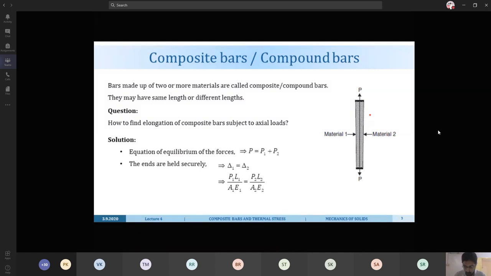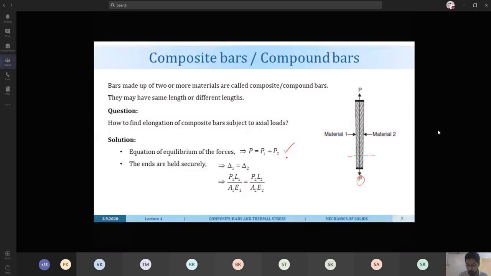If you take a cross section, for example, I just take a cross section here, the net force acting at this cross section on these two will be the total load P, because it is subjected to a load P here. But at the same time, the force developed in each material will be different. Let it be P1 and P2. So we get this equation using the equilibrium of forces, that the total force P is P1 plus P2.